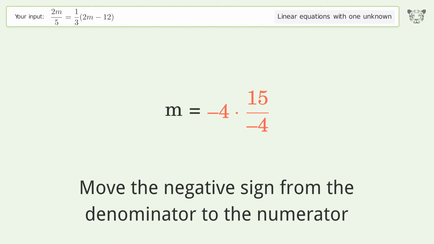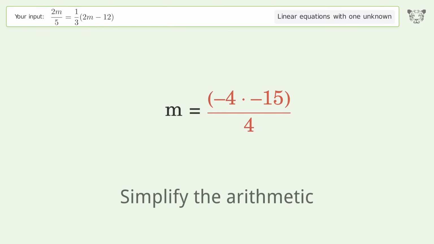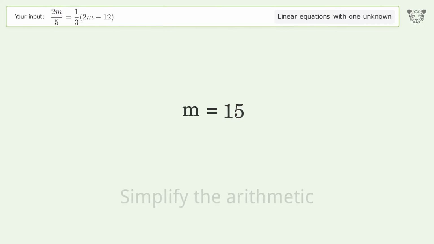Move the negative sign from the denominator to the numerator. Multiply the fractions. Simplify the arithmetic. And so the final result is m equals 15.